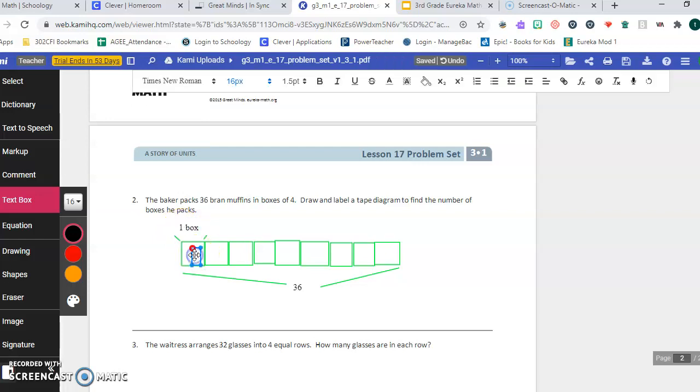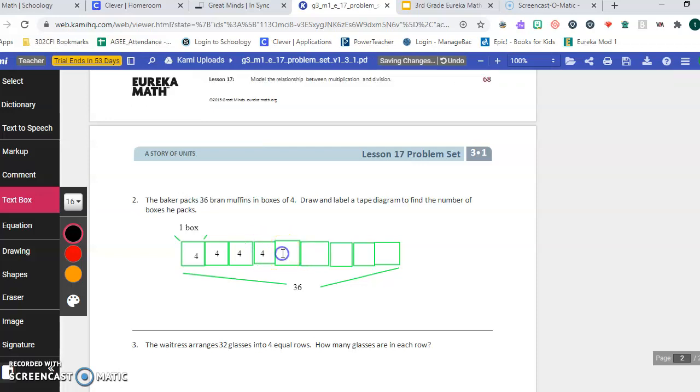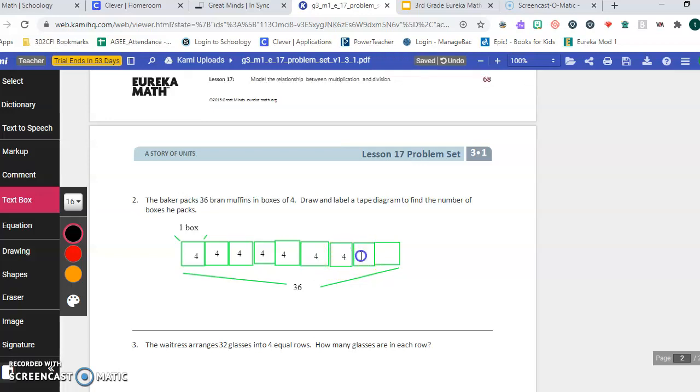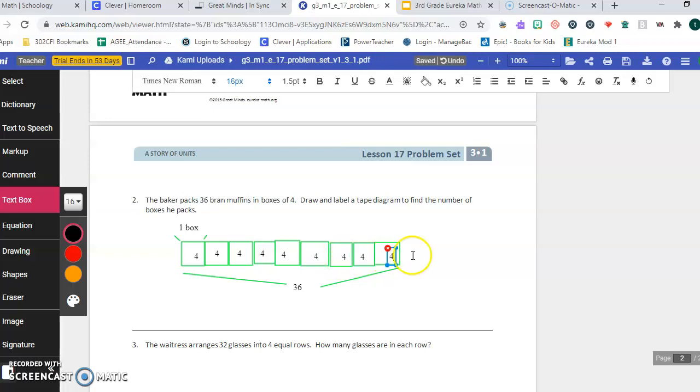And now, how many is in each box? 4. Okay, so here we've got 4. Here we've got 4. Here we've got 4. There's 4 in each box. And when I have 9 4s, 9 groups of 4 gives me 36 total.